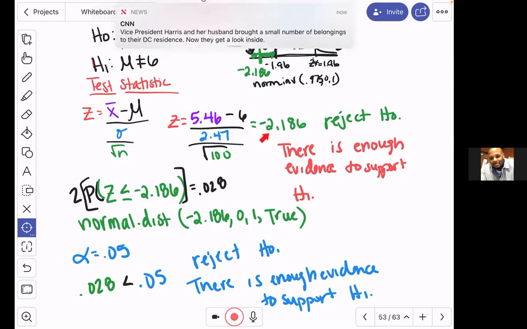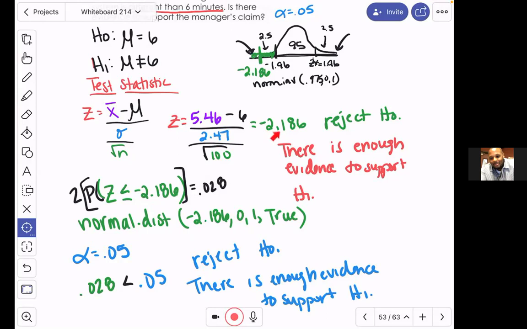If this had been a positive here, you would have made it negative, you'd have got 0.014 again, doubled it, and you would have got 0.028. Compare it to your alpha value: if it's less, you reject. If it's greater than, you fail to reject. Or you can use the critical value method. If the critical value falls in a rejection region, you have to actually find the critical values first. If it falls beyond the critical value, it means it's in the rejection region. If it falls within here, it's in the safe region.